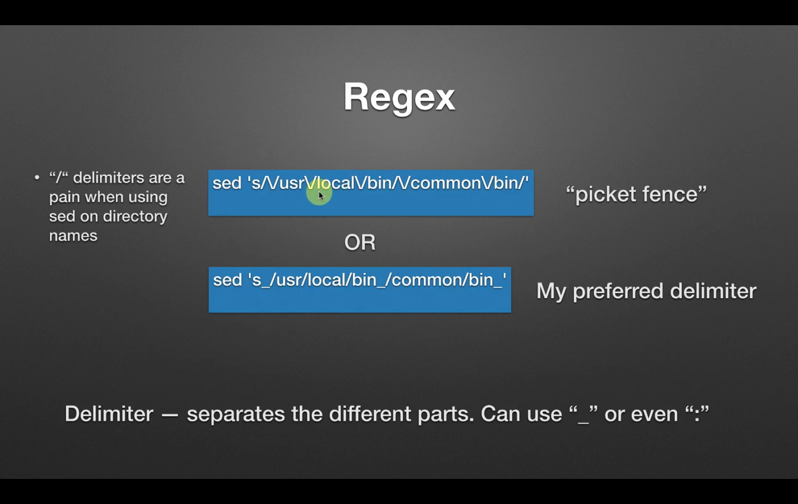And so the reason I like to use underscores is because when you're dealing with particularly directories that already have slashes in them, it starts to look like a picket fence. Whereas if you use underscores, this looks a lot better. It looks like you were taking the search pattern of user local bin and replacing it with /common bin. Okay, and that's a lot more readable than this, and those do the exact same thing.